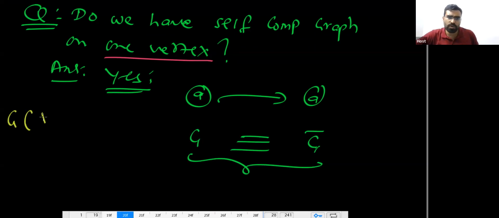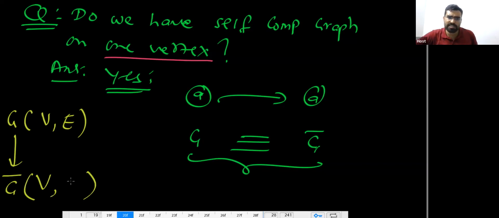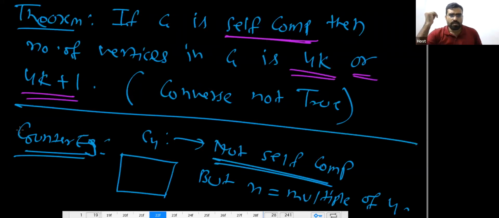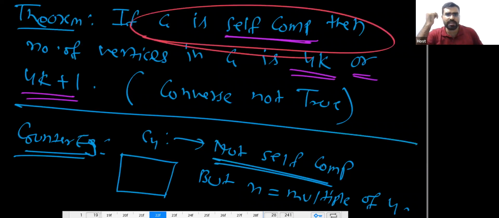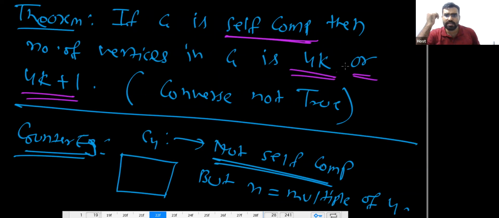This you already know, that if you have V comma E, then how to find the complement? Then G dash, the vertex set must be the same. You do the complement of edges. Okay, so this is our theorem. Our theorem is, if G is a self-complementary graph, then the number of vertices will be either 4k or 4k plus 1. But the converse is not true.